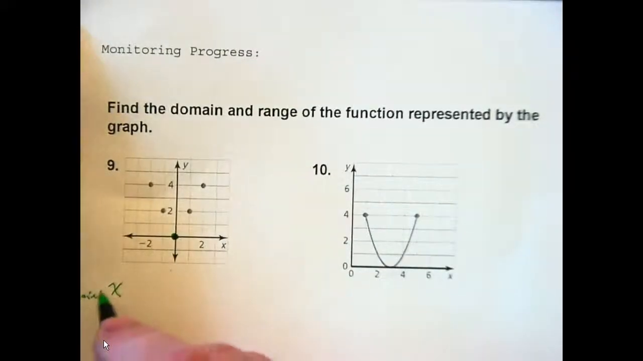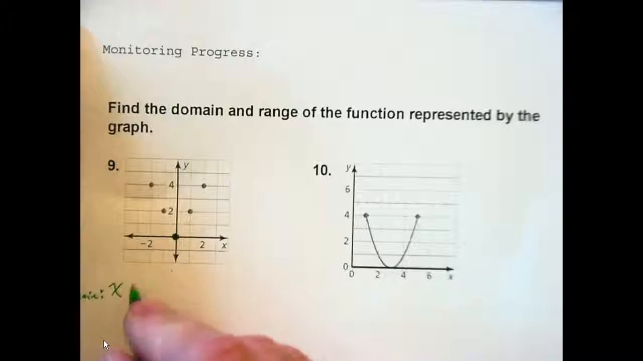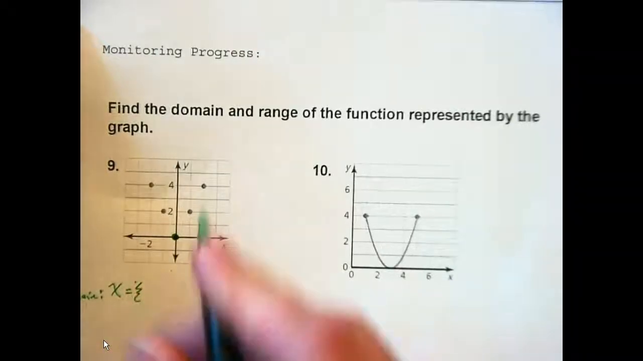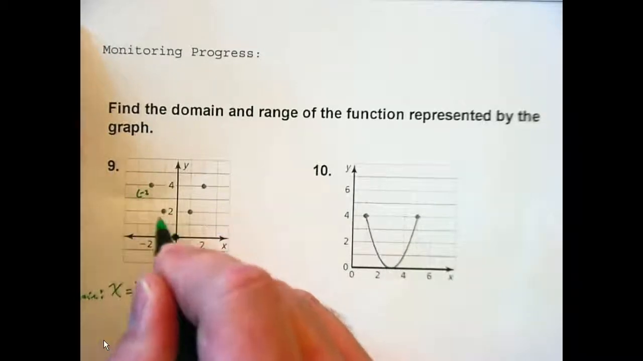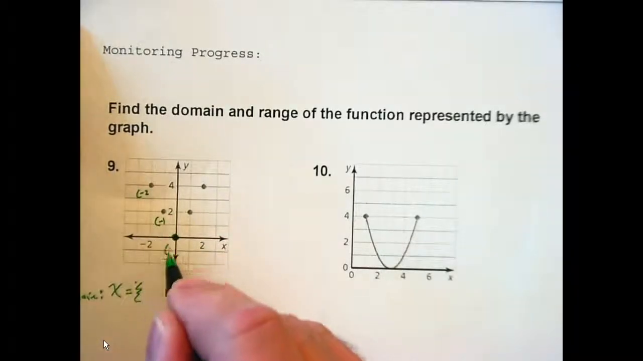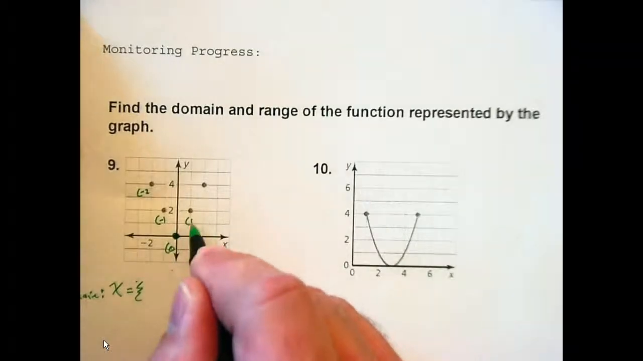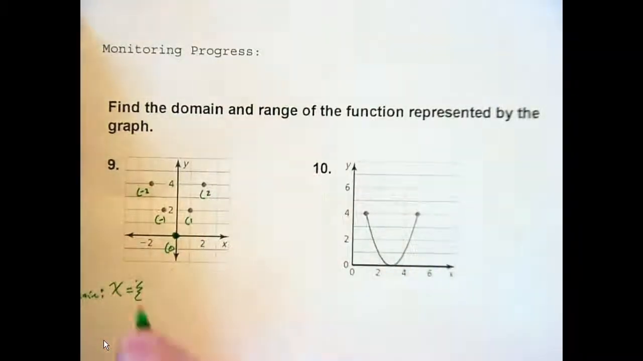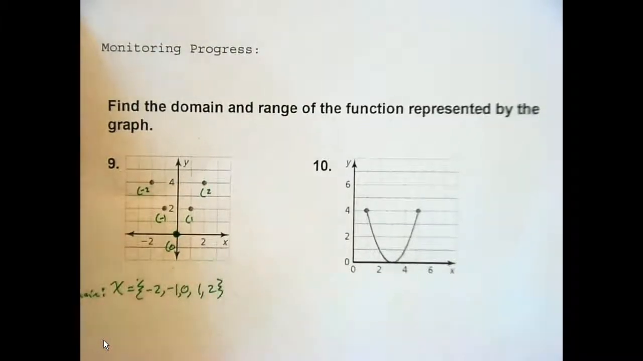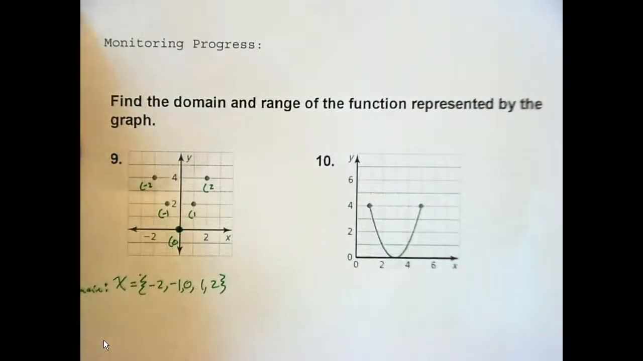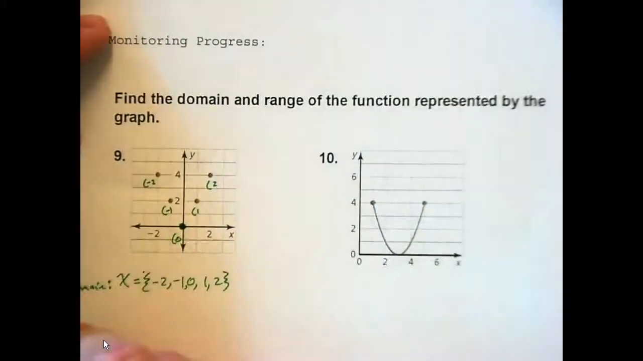Okay? So when you have discrete data like this, you just list it by the coordinates. So we know x here is at -2. x here is at -1, x here is at 0, x here is at 1, x here is at 2. So we just list -2, -1, 0, 1, and 2. That's the discrete data. What's that? Continuous. Range.